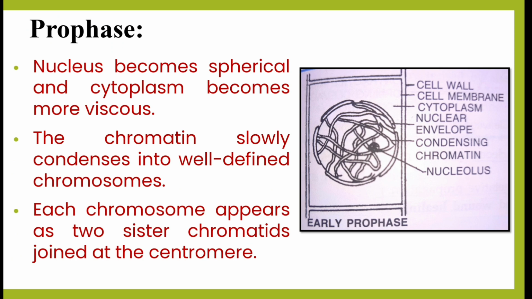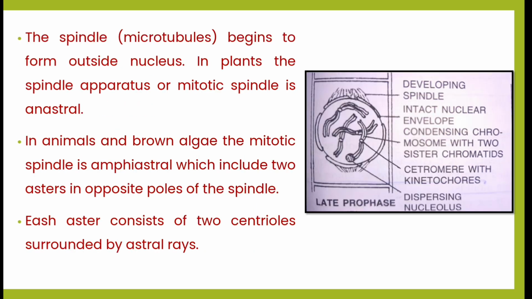So at first the prophase. The nucleus of the cell becomes spherical and the cytoplasm becomes more viscous, that means more dense, more concentrated. Chromatin fibers which are present inside the nucleus slowly condense into well-defined chromosomes. Each chromosome appears as two sister chromatids joined at the centromere. So all these events occur in the prophase.